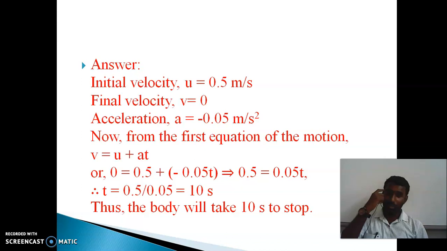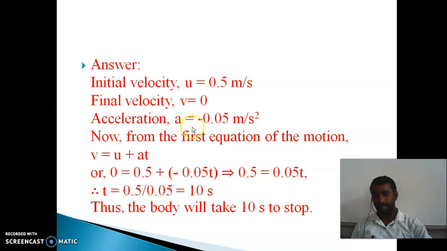So we have to find t value. 0 equals 0.5 minus 0.05t. Now 0.5 will go to the other side, so plus 0.05t will come. So 0.5 equals 0.05t, and the t value should be 0.5 divided by 0.05.